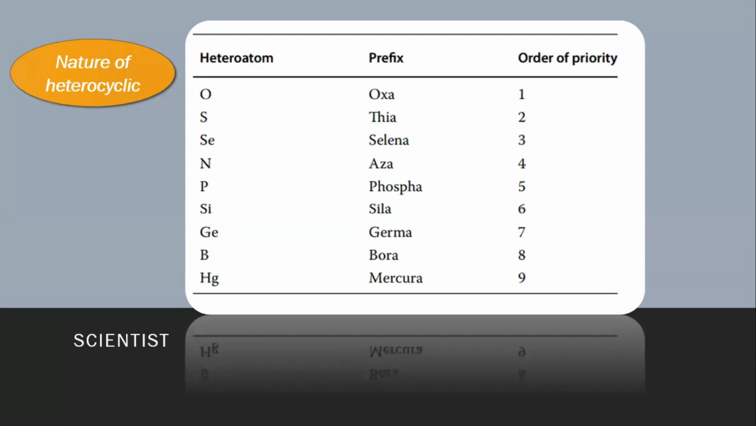Now we have learned the nature of the heterocyclics, but there must be an order of priority. We will discuss it later, but we should know a little bit about the order. If we have a cyclic ring where oxygen and sulfur are both present, then we first give priority to oxygen, then sulfur. We will discuss it more in the next video.